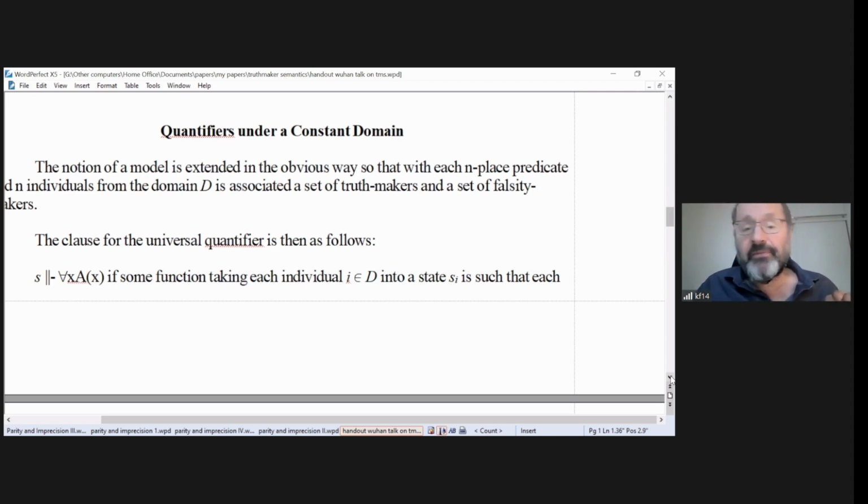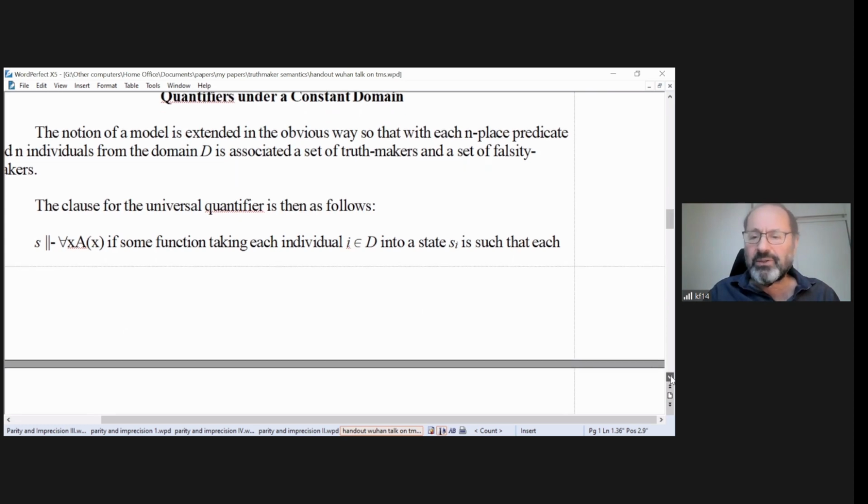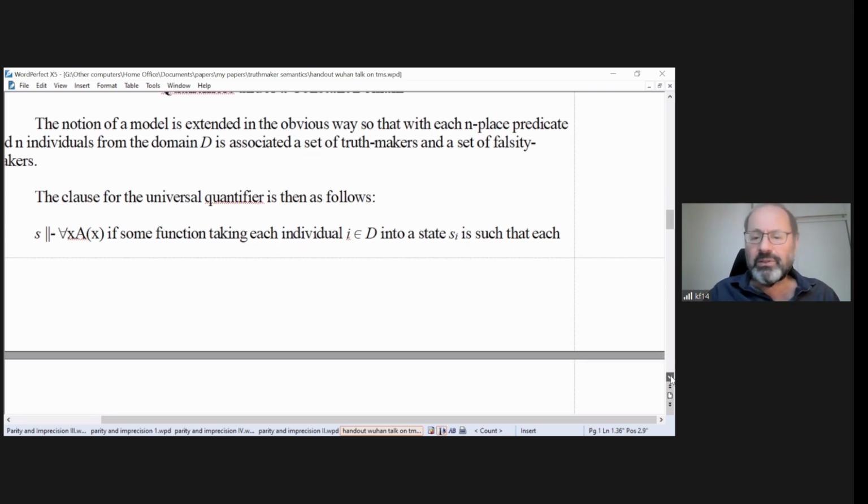We have, for each instance A of I of for all x, A of x, a truthmaker. We pick a truthmaker, and then S should be the fusion of those truthmakers. I didn't give the clause, but there's a corresponding clause for S making the universal sentence false. So this is just the obvious thing to do.